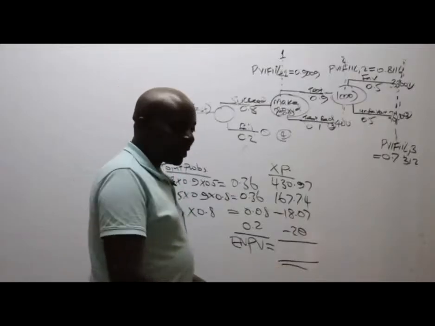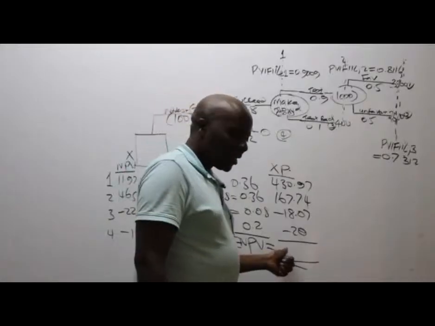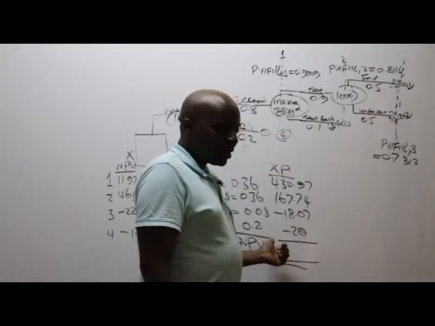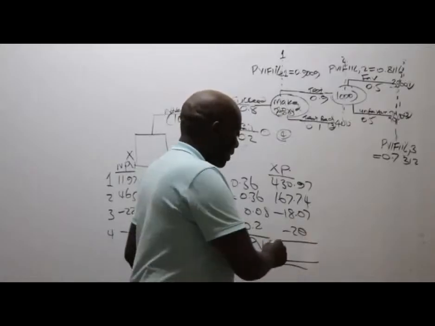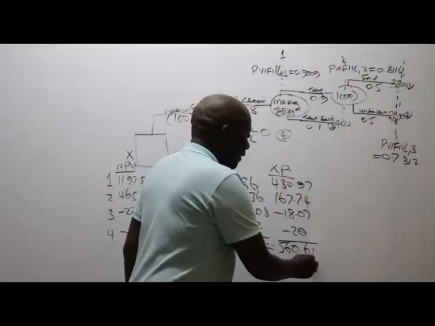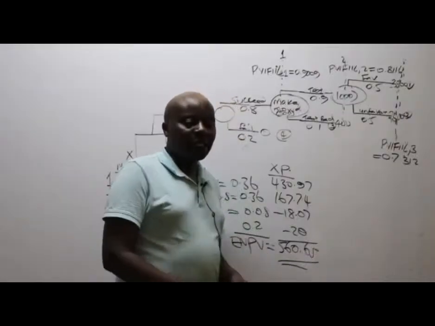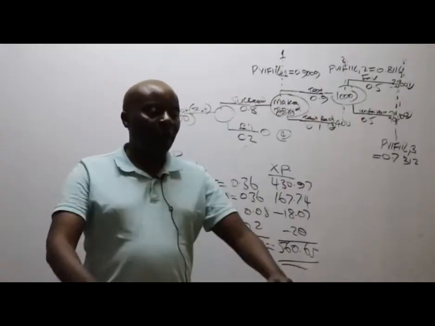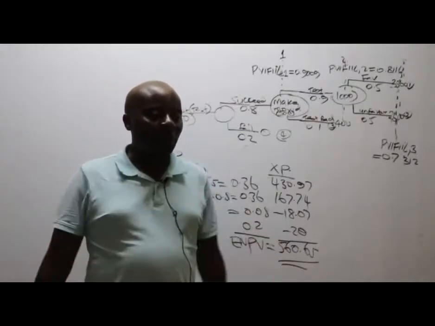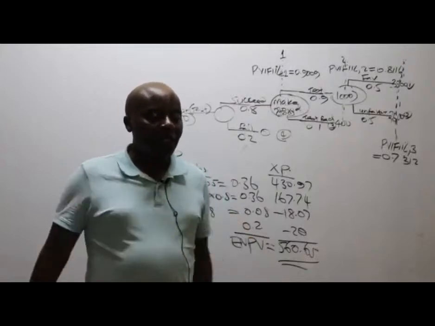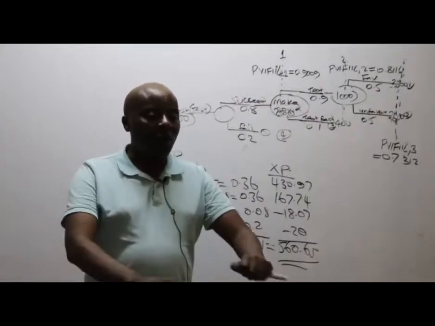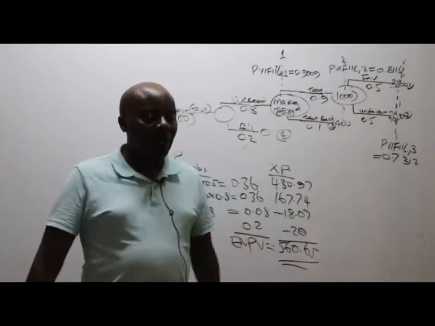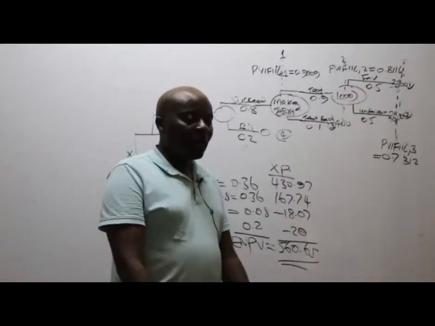Right. So then the expected net present value, somebody is giving me the last figure here. What figure are we getting here? 560.65. That tells us that this project is viable. Have you said that? This project is viable.